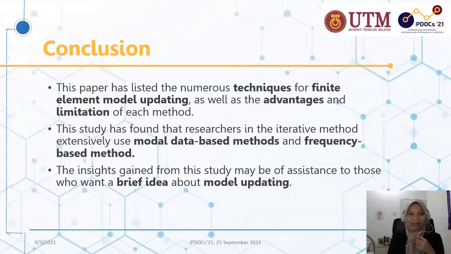For conclusion, this paper has listed the numerous techniques for finite element model updating and the advantages and limitations of each method as well. This study showed that researchers in the iterative method extensively use modal data-based methods and frequency-based methods. However, there is an increasing need and scope for the evolutionary algorithm as their application to identify structural damage is not yet well resolved. The insight gained from this study may be helpful for those who want a brief idea of the finite element model updating.